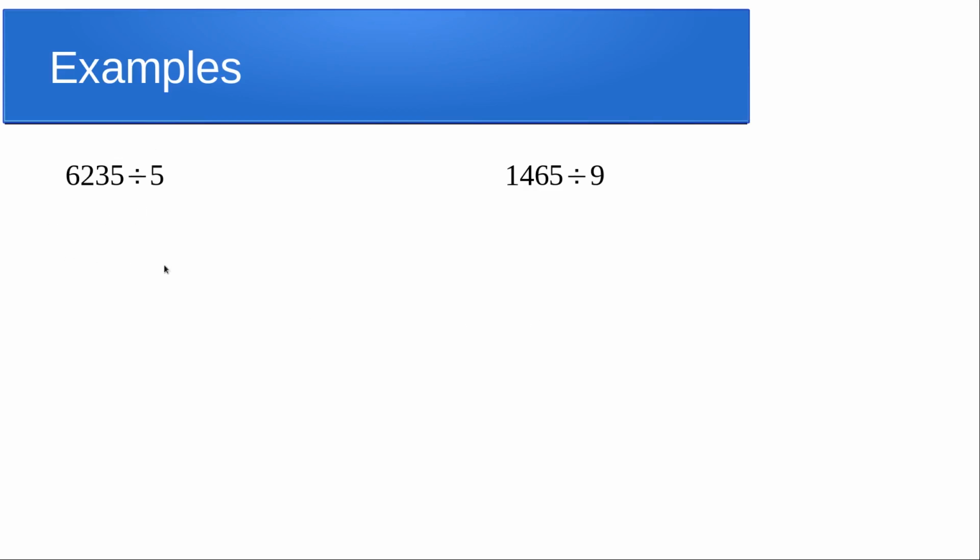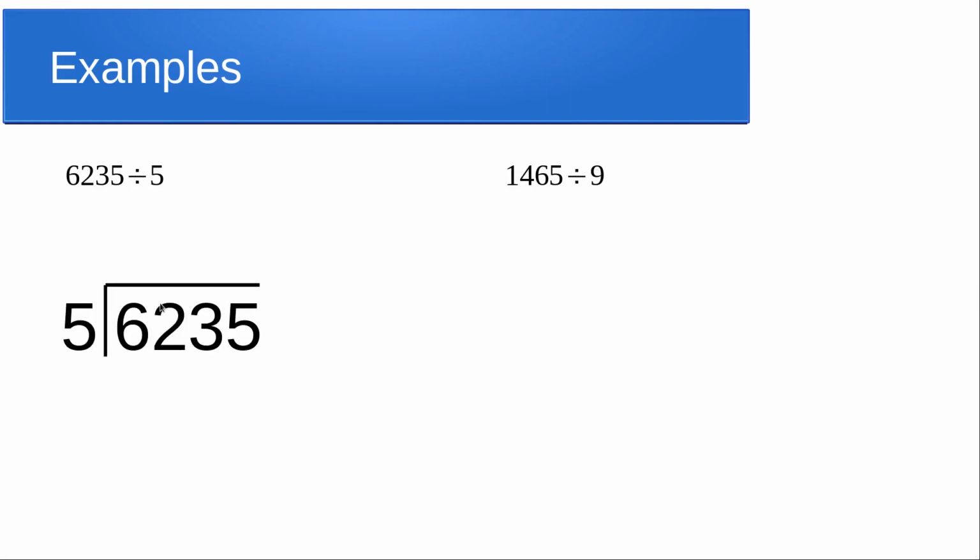So typically the division would look like this, and we have to change it into this form, where we're saying this is 5 divided into 6,235, whereas this is what is 6,235 divided by 5. It means the same thing. So we're going to work from left to right.